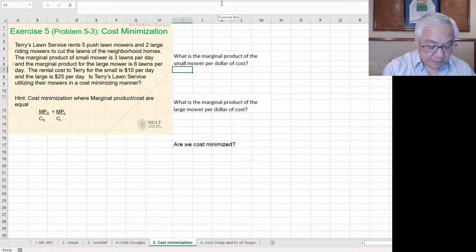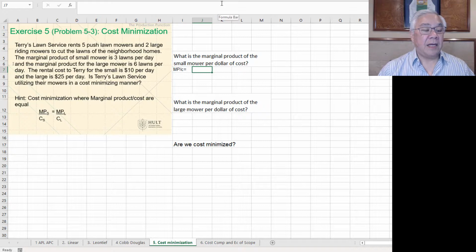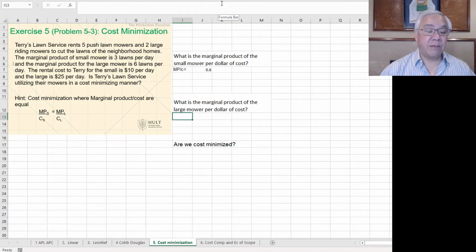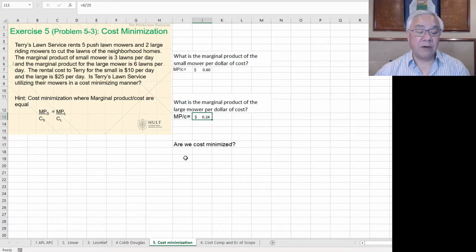So marginal product divided by the cost equals, and here we know that the productivity of the small one is 3 and the cost is 5. And let's do the same for large. So the marginal product per cost, this time for large, equals, we can do 6 lawns a day, but the cost is 25. So it's 20. Are we cost minimized?